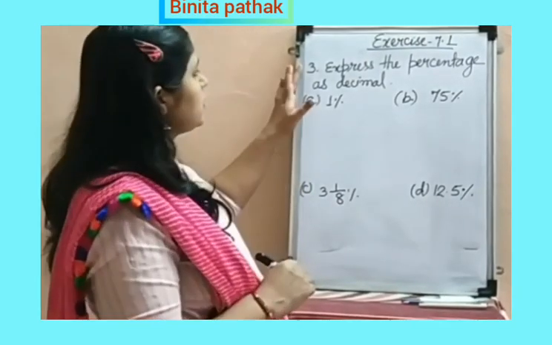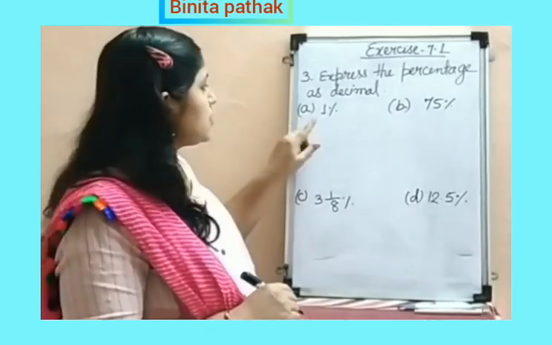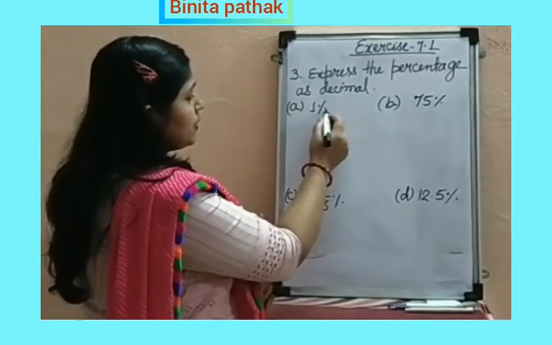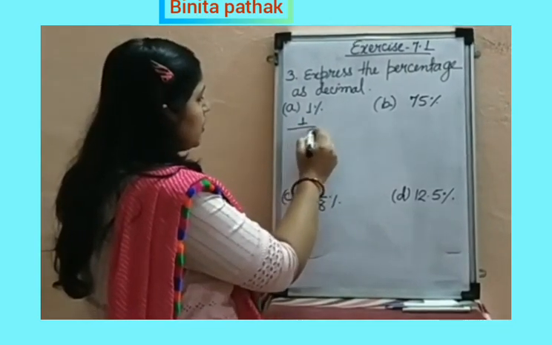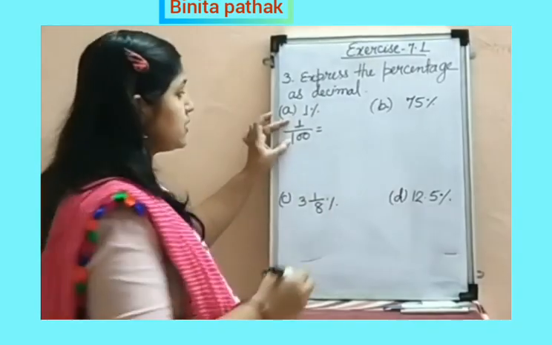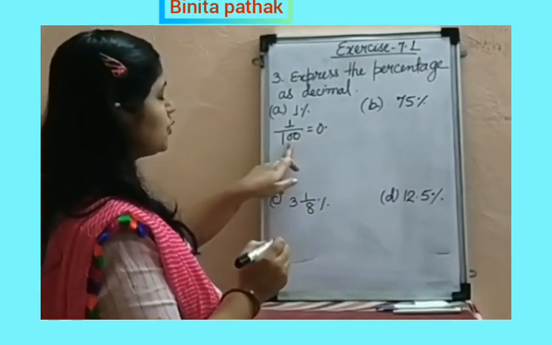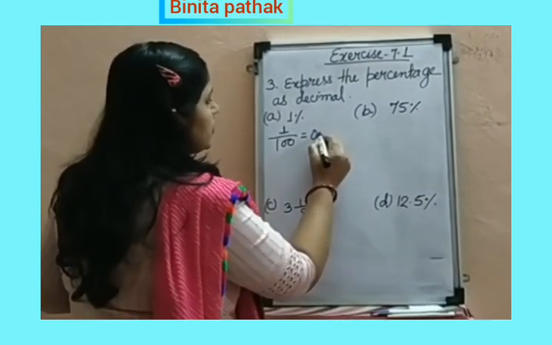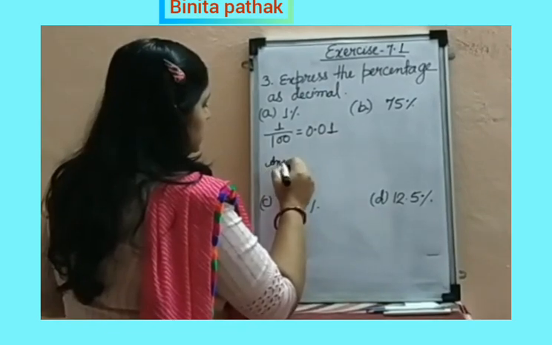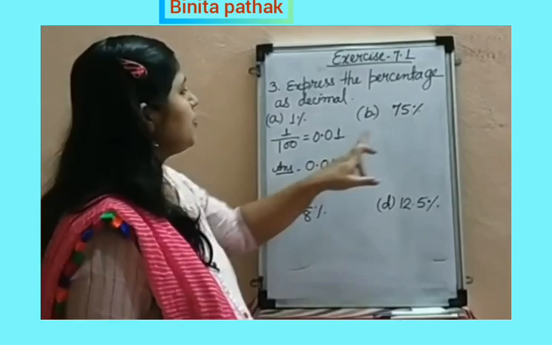Let's do our third question, that is question number 3. Express the percentage as decimal. So first one is 1%. When we remove the sign of percent, it will be 1 upon 100. How can we write it as decimal? It will be 0. 2 digits are here, 2 zeros are here. So after decimal there will be 2 digits. That is the answer, 0.01. Same question is here.